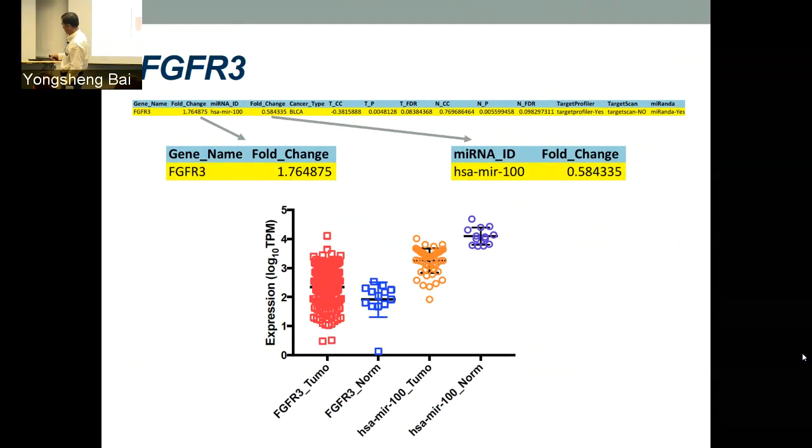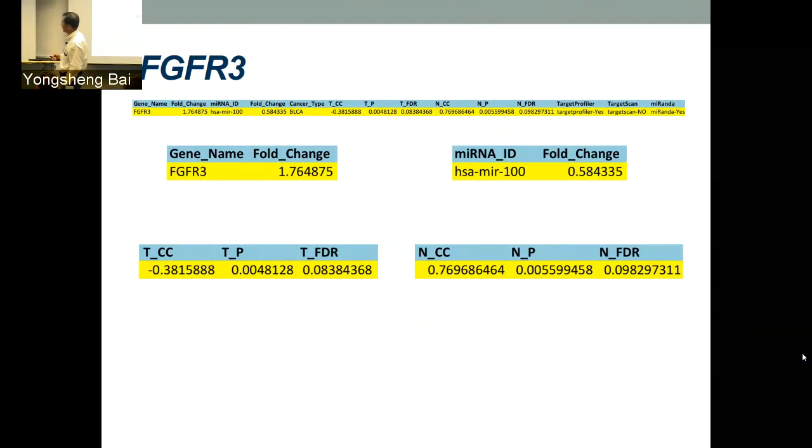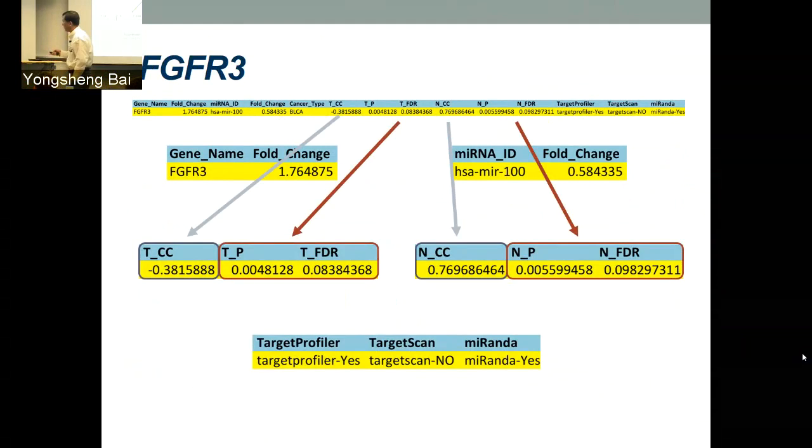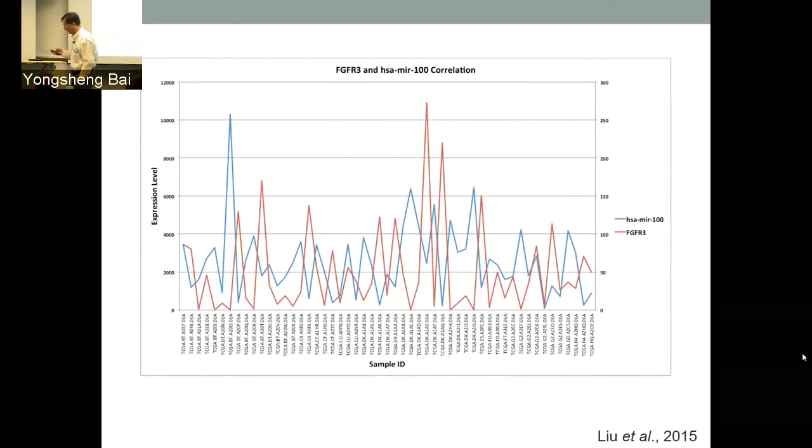When we look at their correlation between tumor and normal, it also goes opposite: in the tumor it is negative, and in the normal it is positive. This is the p-value and FDR value, and they are also significant. When we look at the target relationship, two out of three well-known target prediction databases, like TargetProfiler and miRanda, reported that they have a target relationship. So this is the positive control that we see. And this is the figure generated by our server to look at the correlations between the targeting microRNA 100 and the FGFR3 gene. The horizontal axis is the samples, and the vertical axis is the expression level.